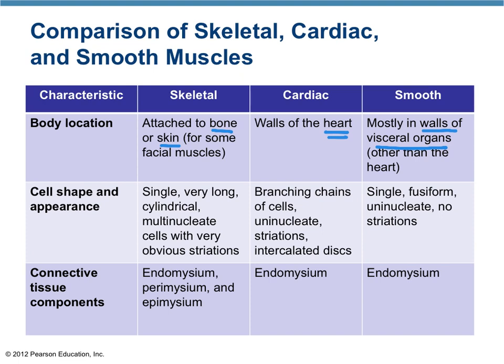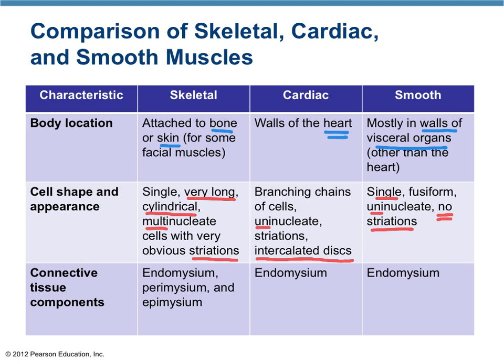The cells do look a little bit differently from each other as well. Skeletal muscles are very long cylindrical cells. Sometimes they're multinucleate, so they have more than one nucleus in each cell, and they have very obvious striations or stripes. Cardiac muscle are branching cells. They are uninucleate, so they have one nucleus per cell. They are also striated, but they have these other structures called intercalated discs that you can see under microscopes that connect the cells to each other. And then smooth muscle, those are single cells, they're fusiform, they're also uninucleate, but there are no striations. And so they look different from skeletal and cardiac muscle in that way.